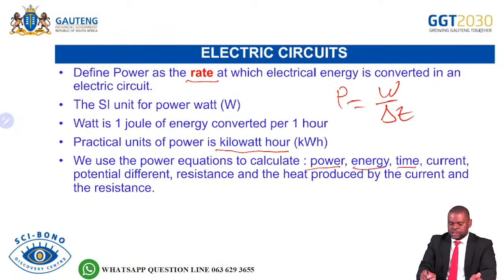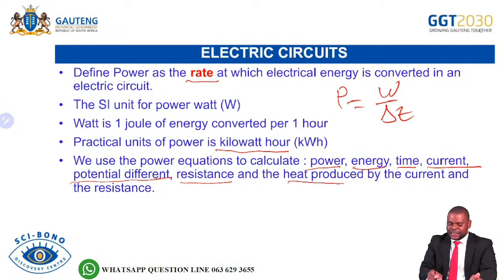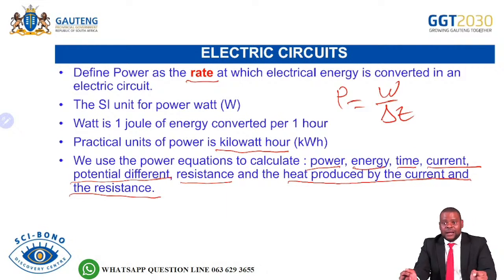Okay. We use the power equation to calculate power, energy, time, current, potential difference, resistance, and the heat produced by the current and the resistance. Like, you'll ask yourself, what is the heat that is produced by current and resistance? Okay, grade 12, this is it.